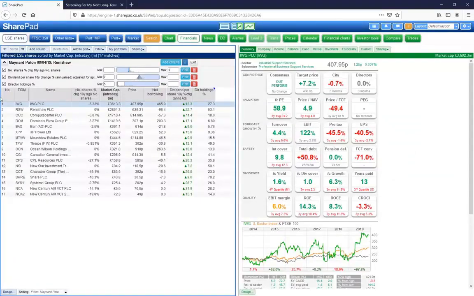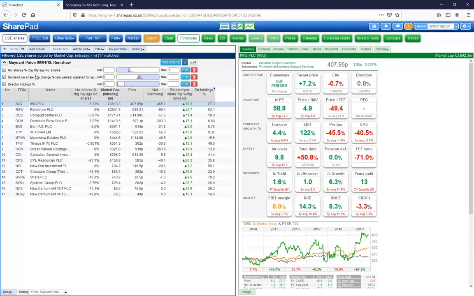And here we go. This filter was looking for shareholder orientated companies, shareholder friendly companies. So the criteria here at the bottom, I was looking for directors with a minimum of 5% of the company, so they had a fair amount of interest in the company, so their interest should be aligned with us ordinary shareholders.